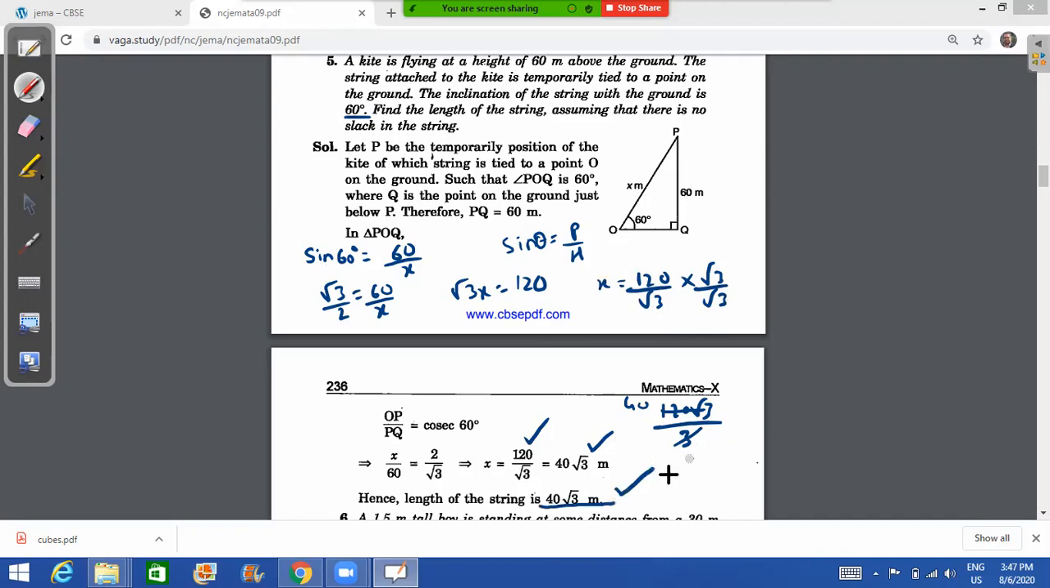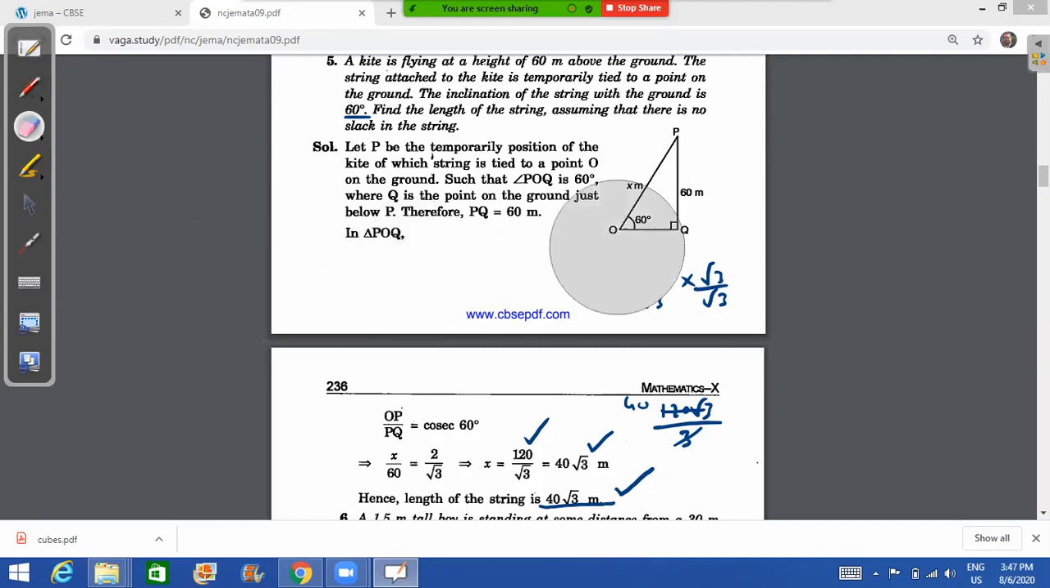As I told you before, if the question says to find the answer in decimals, multiply by 1.732 and you get the answer in decimals. So I hope this is clear. You could do this by sine; they have done it by cosec. The answer will come the same, but I prefer using sine, cos, and tan for all the questions. So let's go to the next question now.